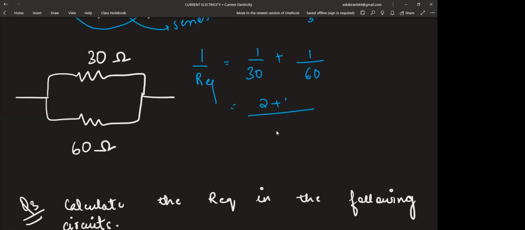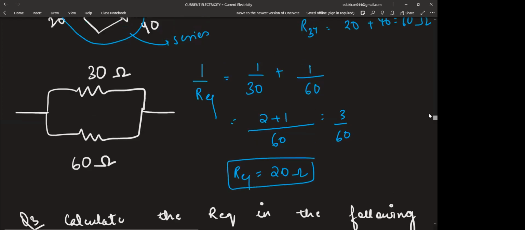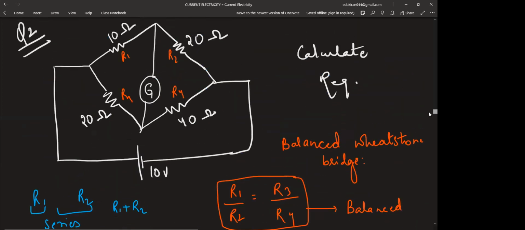This becomes 2 plus 1 by 60, that is 3 by 60. So R equivalent is equal to 20. Write it down, understand it, and wherever you are having doubts, then you can ask me. Start writing from here.